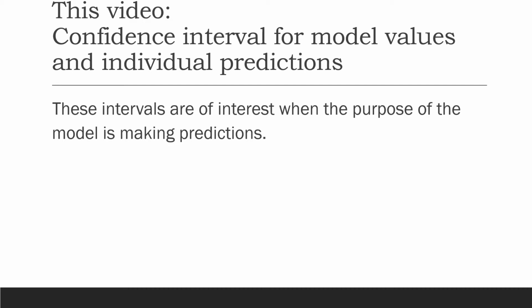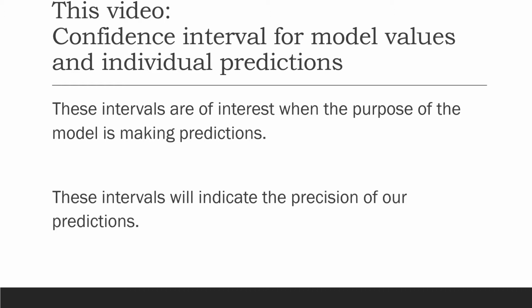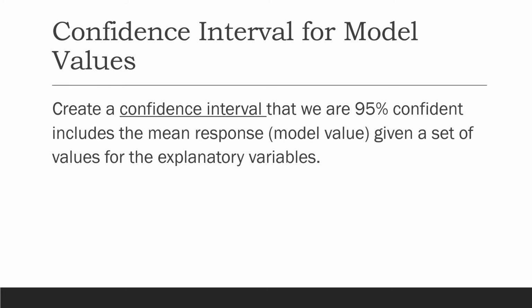These types of intervals are of primary interest to us when the purpose of the model is for making predictions. These intervals will indicate the precision of our predictions. When we're making confidence intervals for a model value, we're creating a confidence interval that we are 95% confident includes the mean response, or the model value, given a set of values for the explanatory variables.